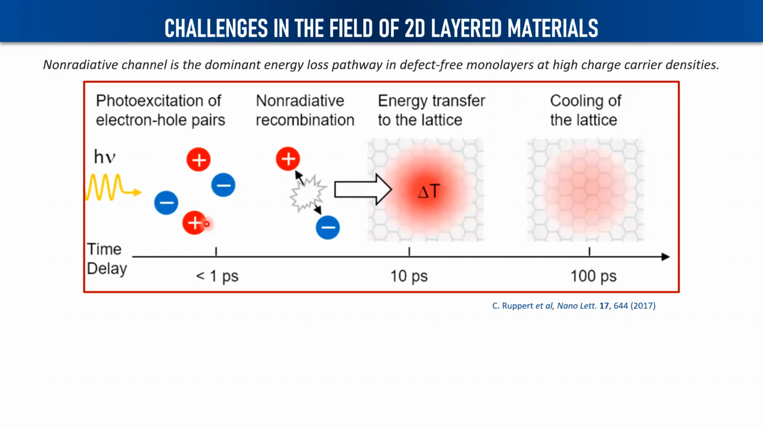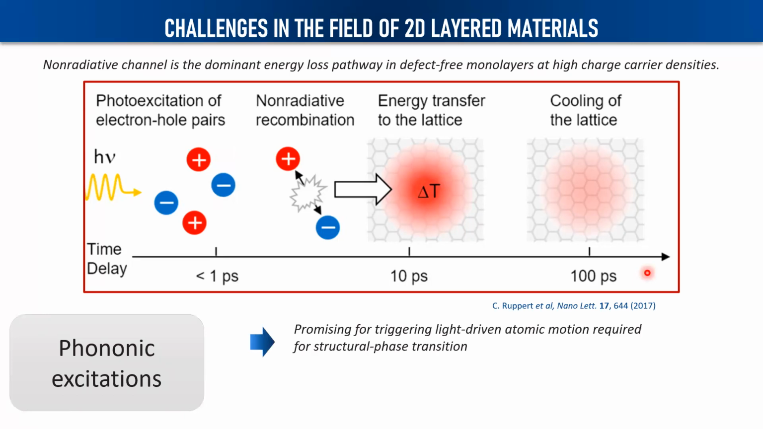One possible reason is that you initially have photoexcitation of electron hole pairs, and then non-radiative recombination of these electron hole pairs happens, which transfers the energy to the lattice. So there is a local heating of the lattice, which occurs on a time scale of around 10 picoseconds, and after that there is a cooling of the lattice, observed on a time scale of around 100 picoseconds.